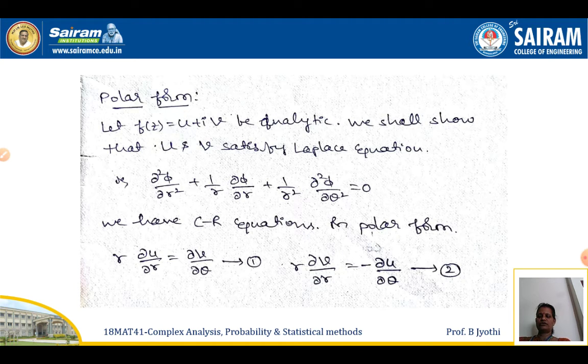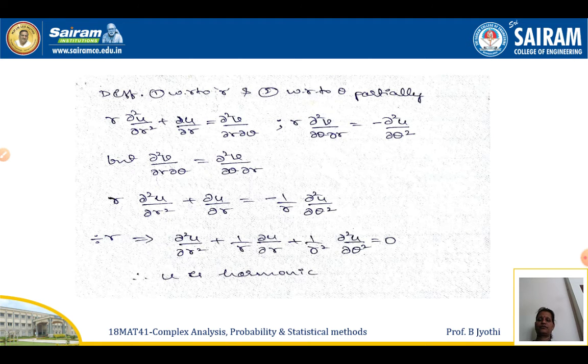Next, we will go for the polar form. Let f(z) = u + iv be analytic. We shall show that u and v satisfy the Laplace equation, that is ∂²φ/∂r² plus 1/r ∂φ/∂r plus 1/r² ∂²φ/∂θ². We have CR equations in the polar form: r ∂u/∂r is equal to ∂v/∂θ, call this equation 1, and r ∂v/∂r is equal to minus ∂u/∂θ, the second one. Call this as equation 2.